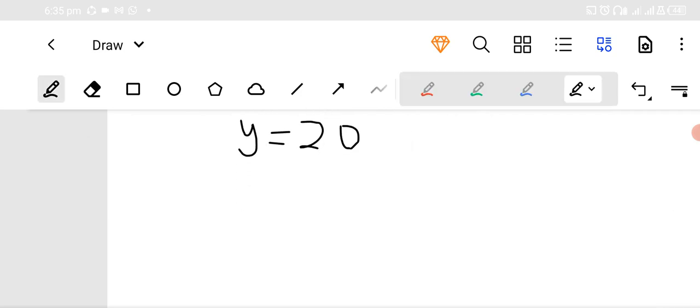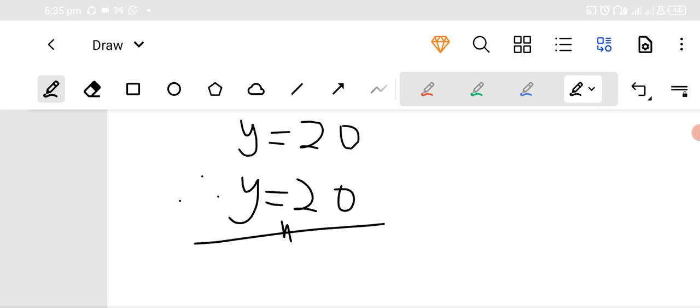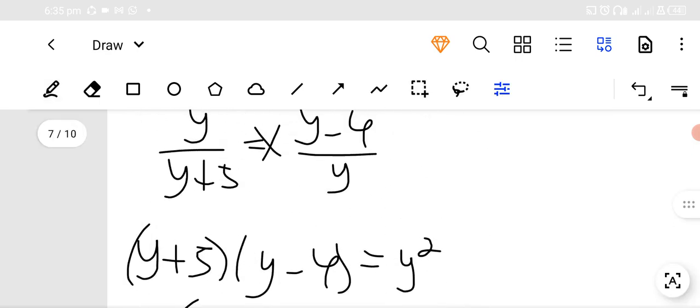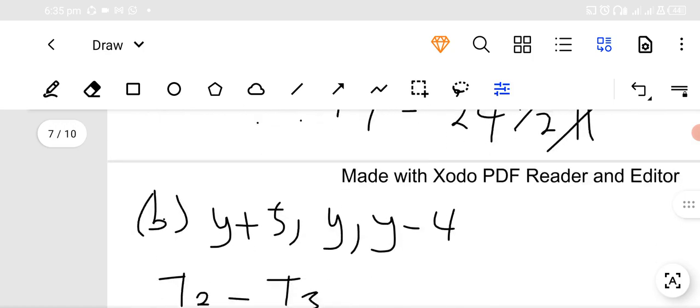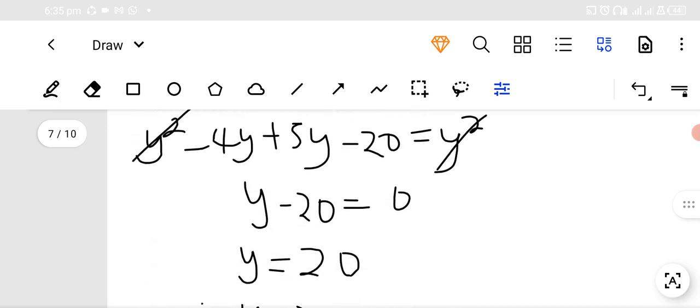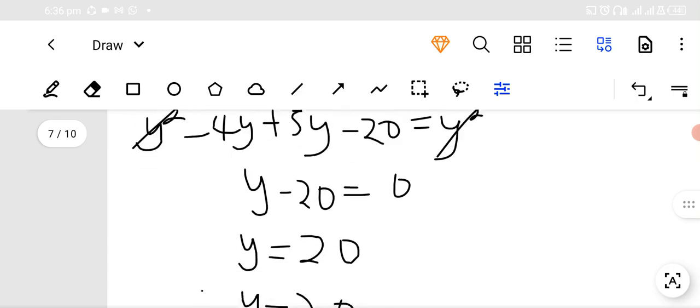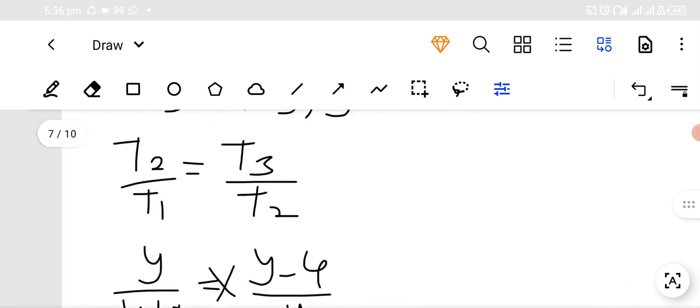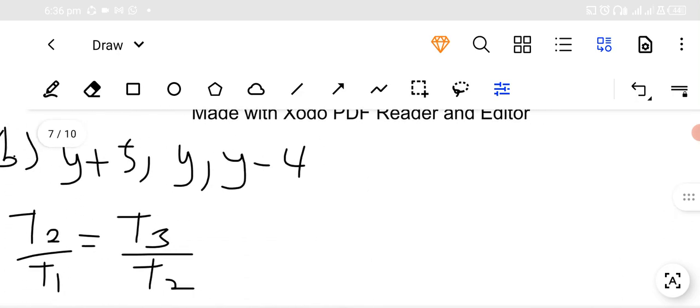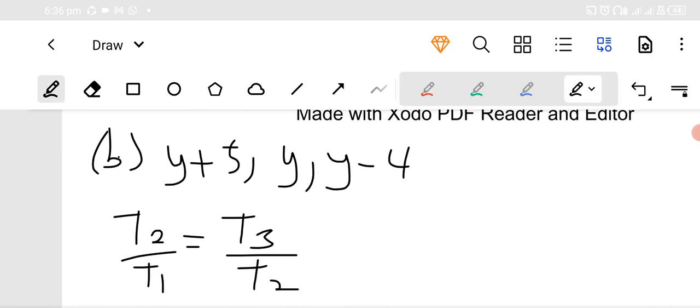So this is still simple working. This is why it's carrying 2 marks. Y is equal to 20. Take note. It was just supposed to be y plus 5 multiplied by y minus 4, which is very simple to simplify: y squared minus 4y plus 5y minus 20. You have y minus 20 equal to 0, y equal to 20. So then you can go to the second part. This is b1.